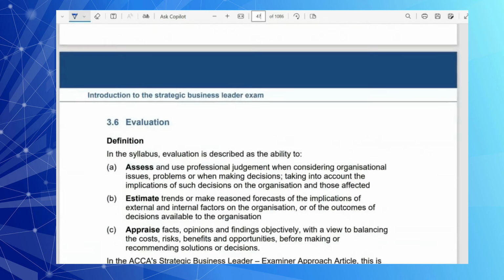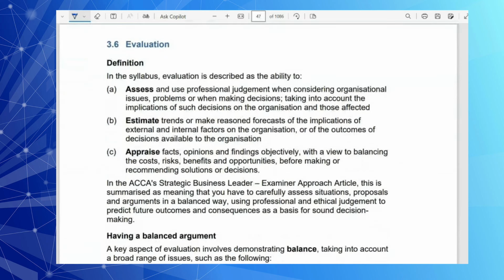Evaluation, and this is a point of the evaluation. How do you evaluate? Assess the use of professional judgment when considering organizational issues, like your past experience, your judgmental experience, in decision making, taking into account the implication of such decisions on the organization and those affected, and what was the outcome. If you took a decision last month for a cash flow forecast, assess how accurate it was. So this is the way you will assess it for next month, the next year.